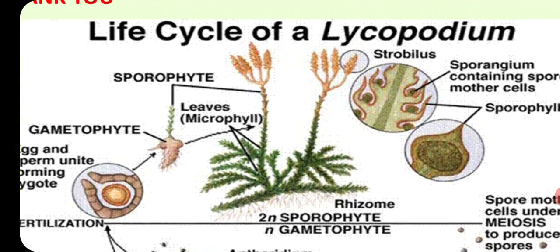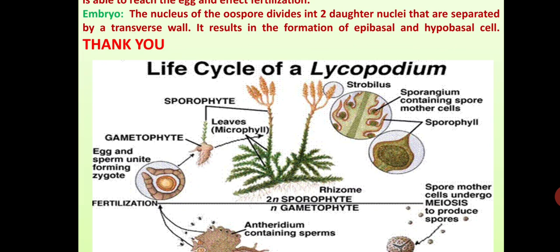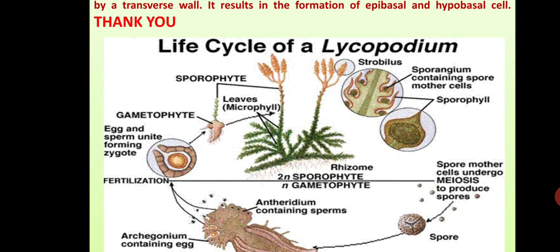Lastly, we discuss the life cycle of Lycopodium. The Lycopodium plant itself is the sporophyte. It produces a strobilus or cone. This strobilus bears a number of sporophylls. Each sporophyll contains a sporangium. Each sporangium contains fertile cells, the spore mother cells. The spore mother cell undergoes reductional division or meiosis to produce haploid spores.